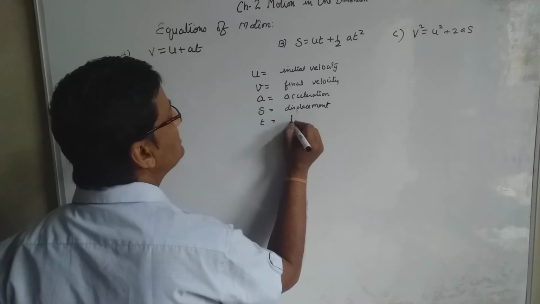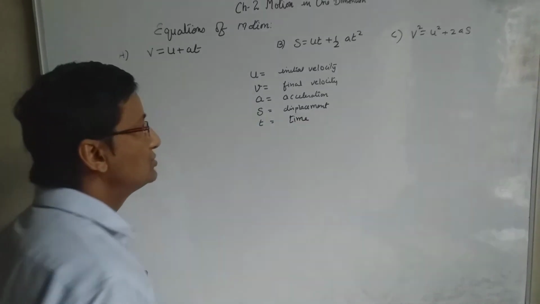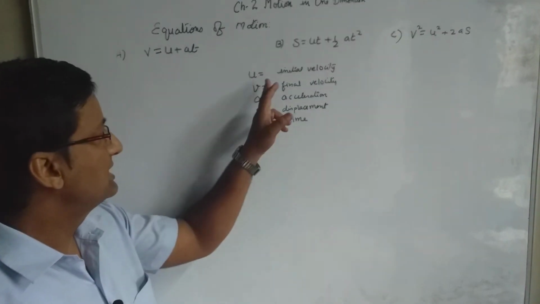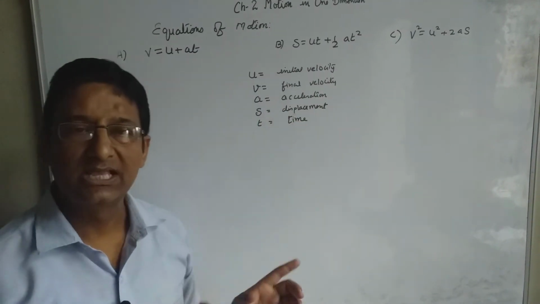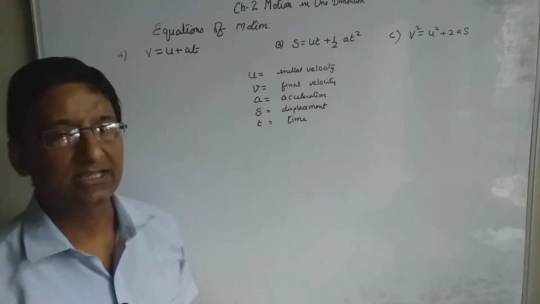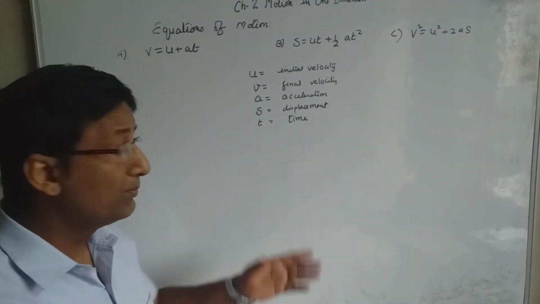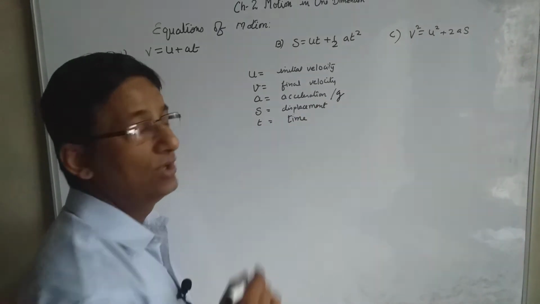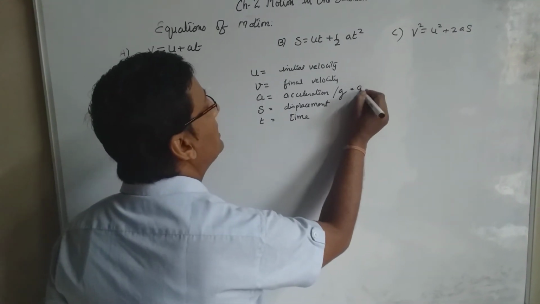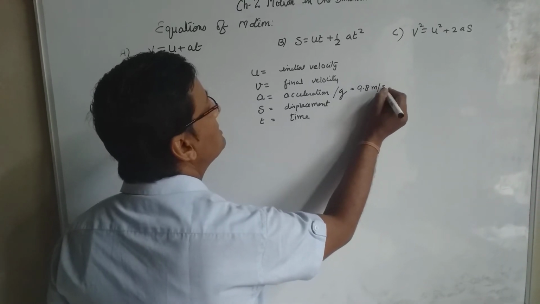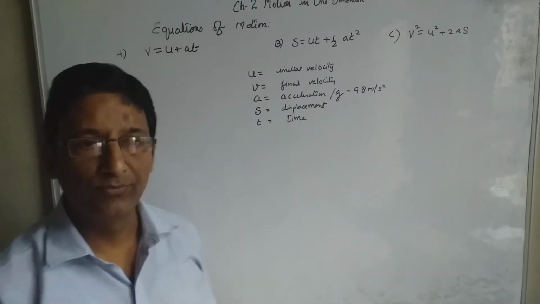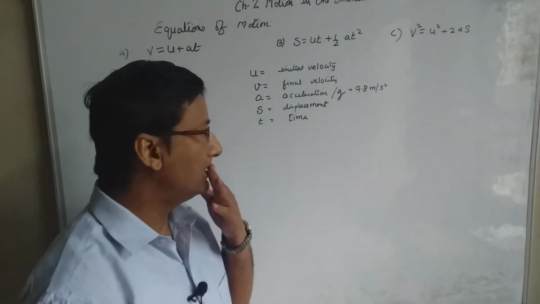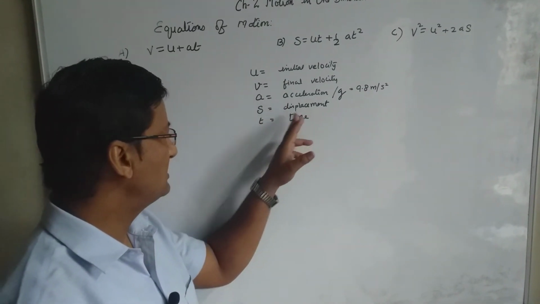And T means time taken. So you need to understand these five alphabets. U means initial velocity, V is final velocity, A means acceleration, and if the motion is under gravity, this A will become G, and the value of G is 9.8 meter per second square. If a motion is under gravity, that we'll discuss later on. S for displacement and T for time.